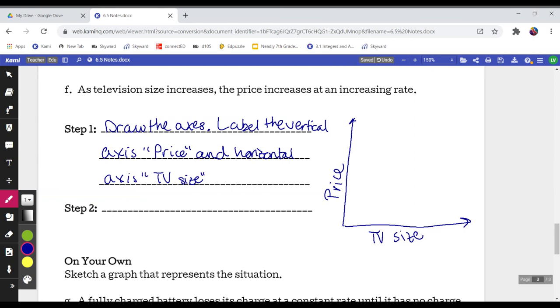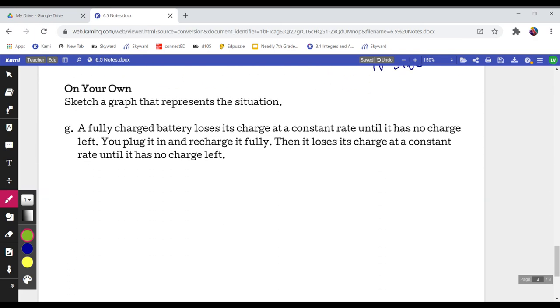Step number 2 is to sketch the graph. So as the television size increases, the price increases at an increasing rate. So the price, let's say it starts here and it's just going to increase from there. This time it's just one color. So let's try it on your own. Sketch a graph that represents the situation.